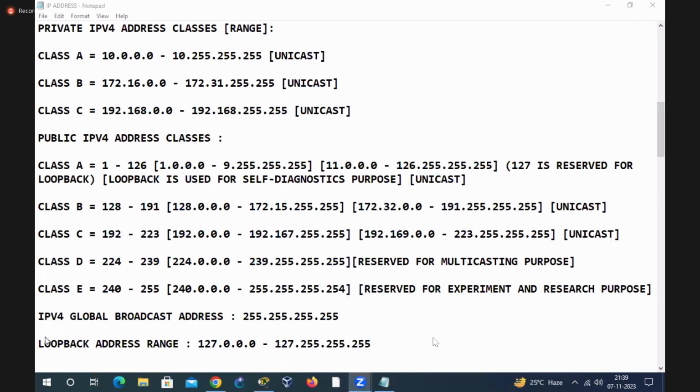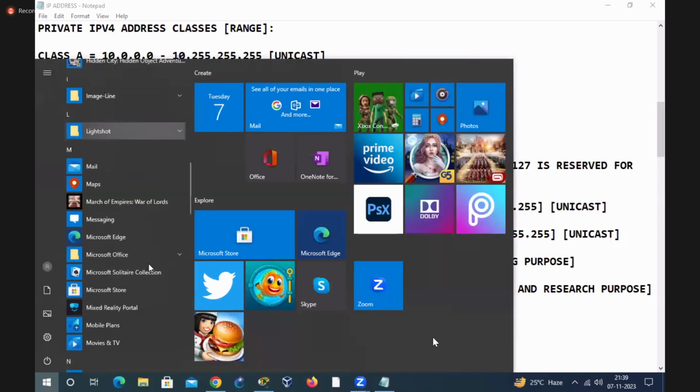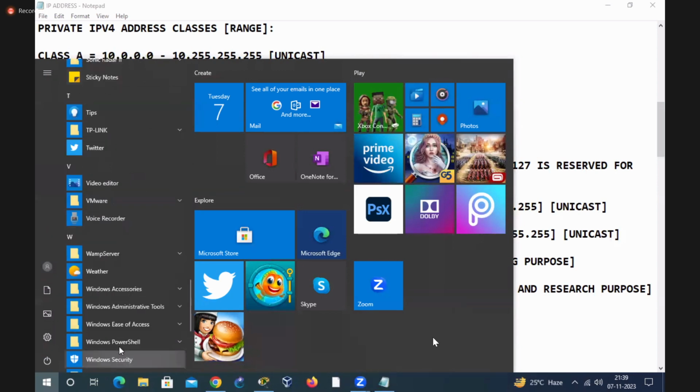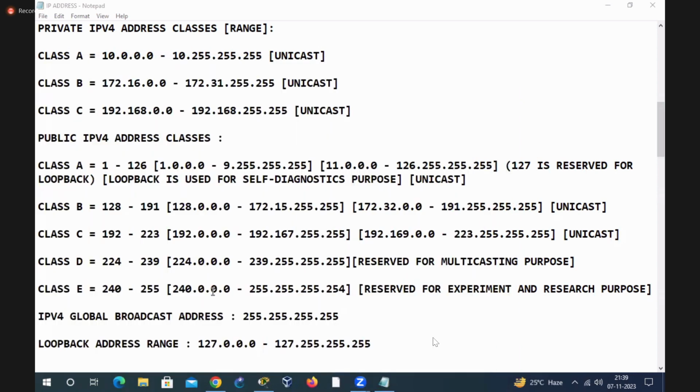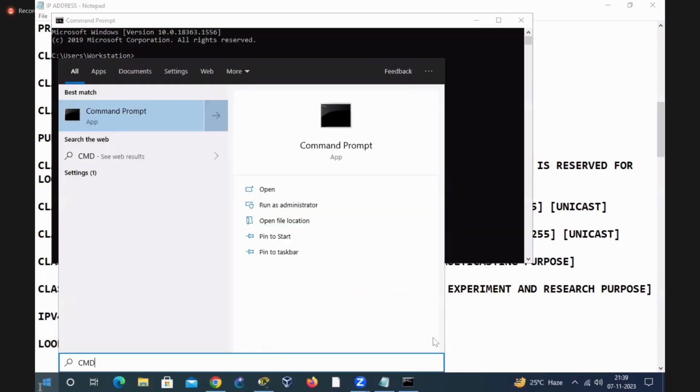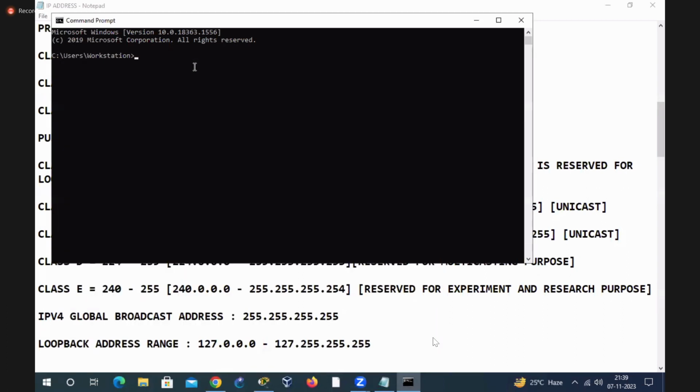We can do this from the command prompt. You can find the command prompt application under the Windows system folder. Open it, or otherwise simply search CMD and open it from there. Here, you type the command ping, then you give the address 127.0.0.1.